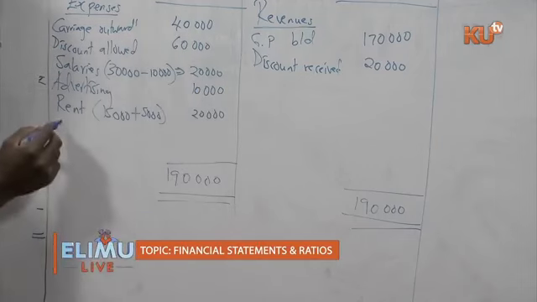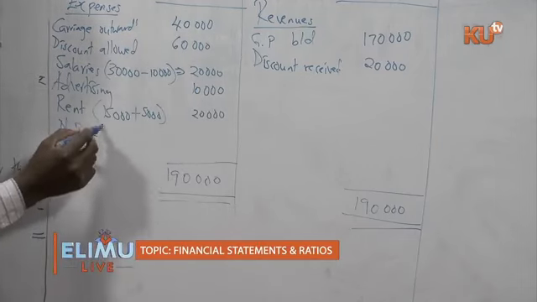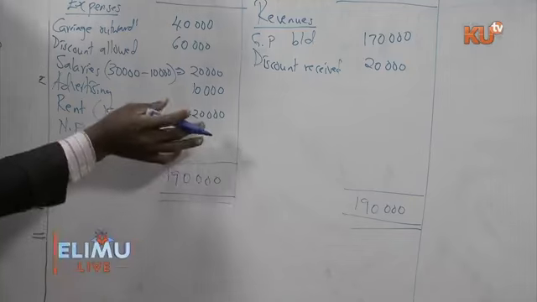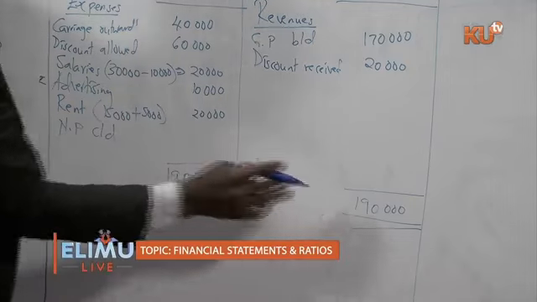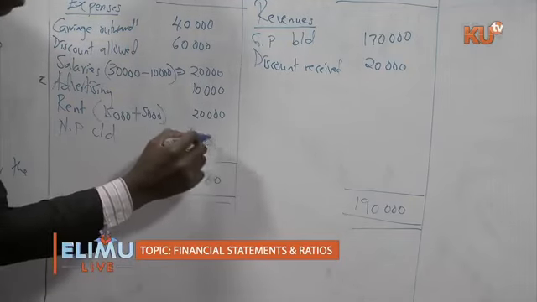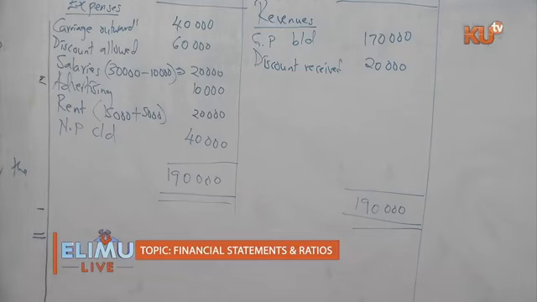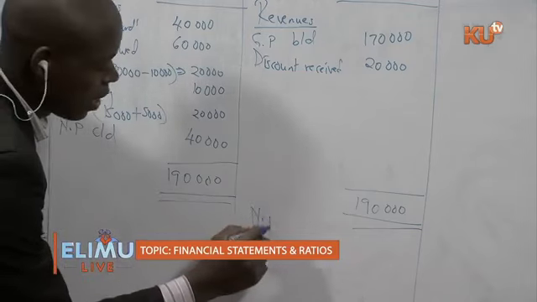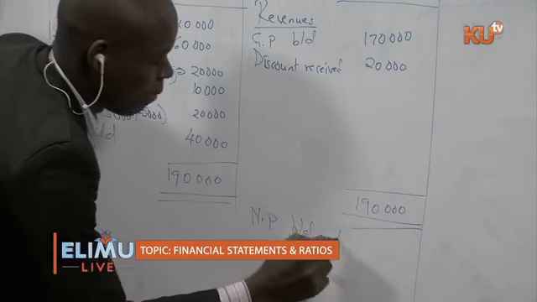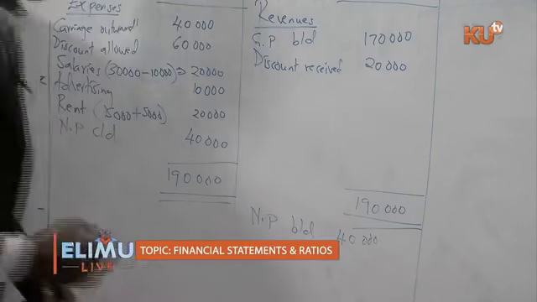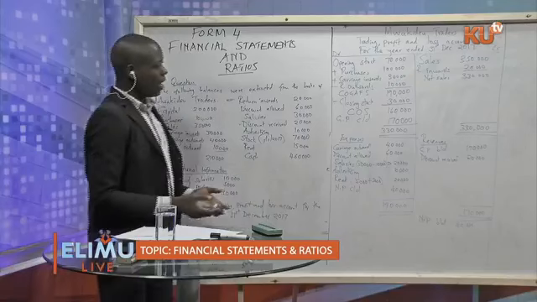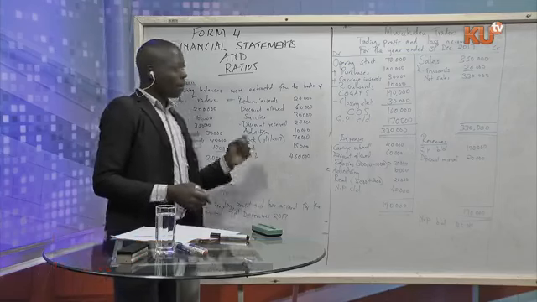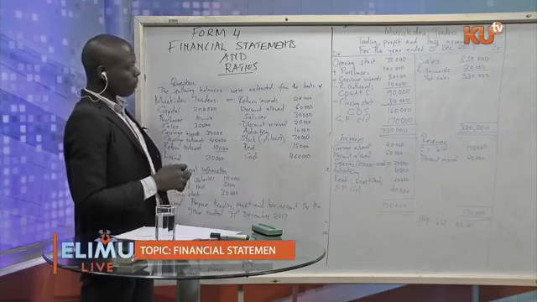We say that one is called net profit carried down. Because this is 150, this is 190, our figure now is 40,000, the difference between the two. This net profit is brought down. At this stage here, net profit brought down 40,000. So we shall have prepared our statement, trading profit and loss account.